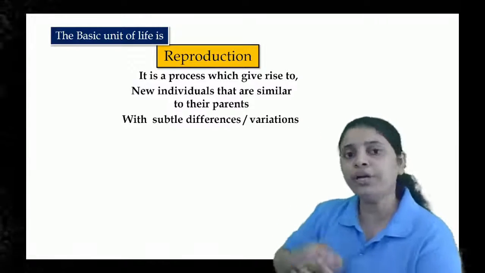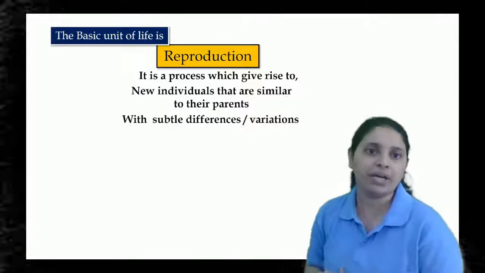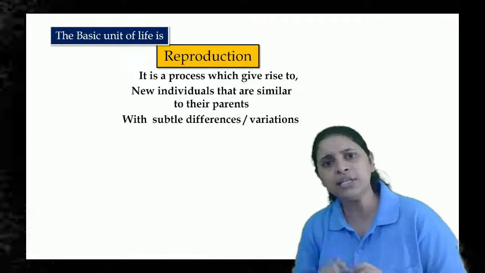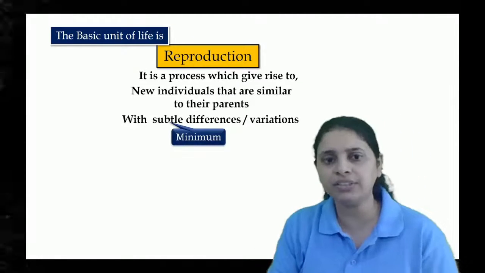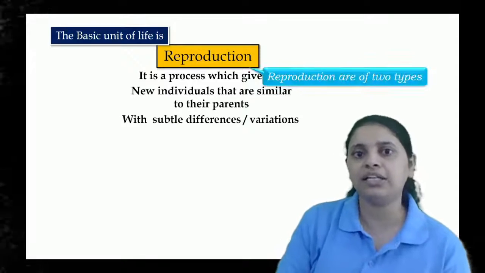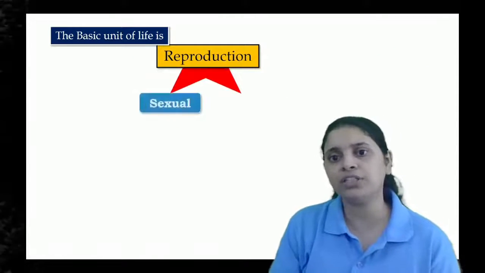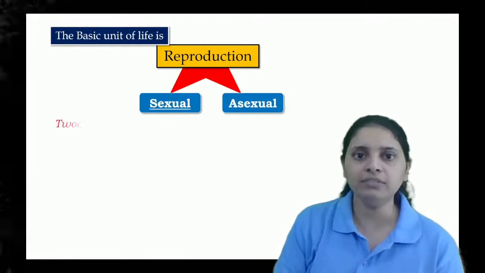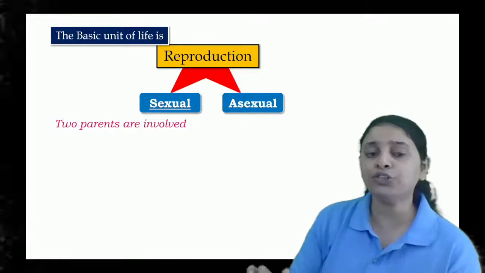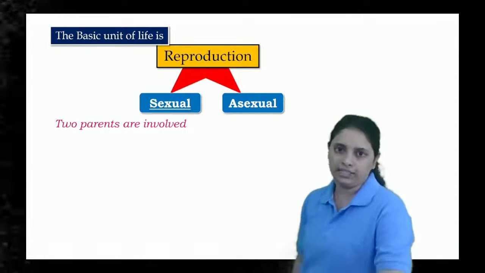So, जो new individuals produce होते हैं, they are similar to the parents. They will have some subtle differences which are called variations. ये जो छोटे-छोटे differences होते हैं, they are basically called variations, right? अब reproduction के दो types हैं. What are the two types? Sexual and asexual, right?